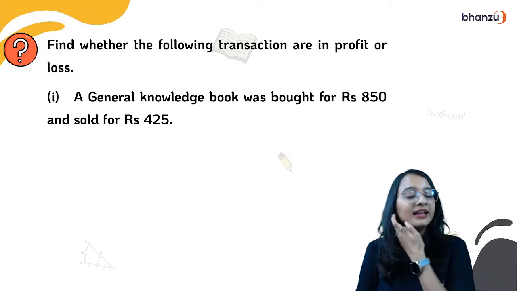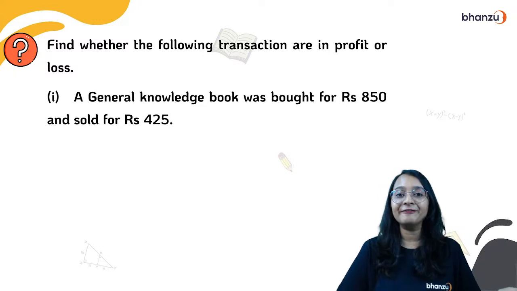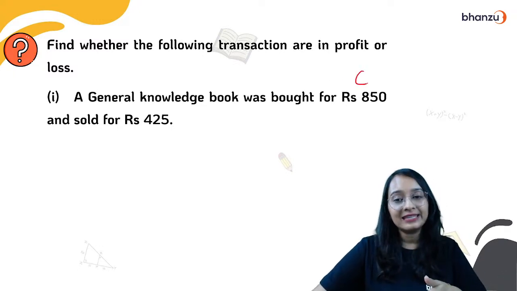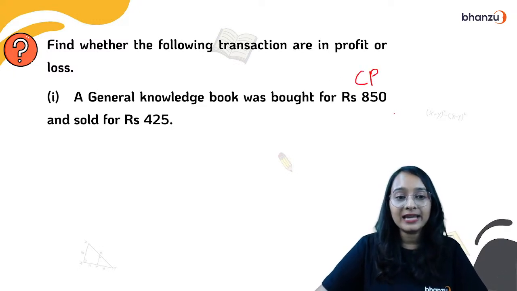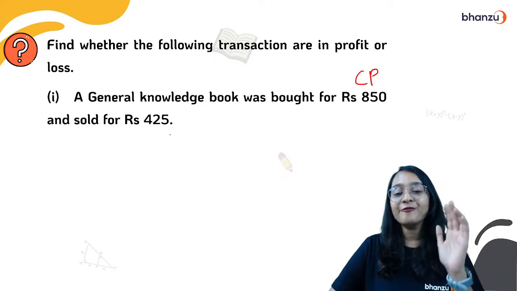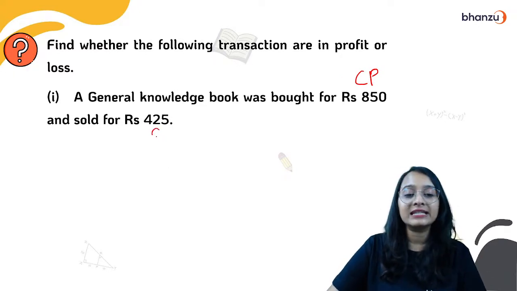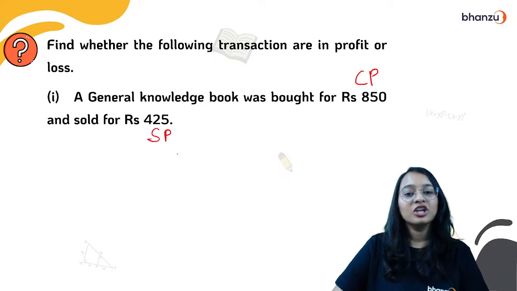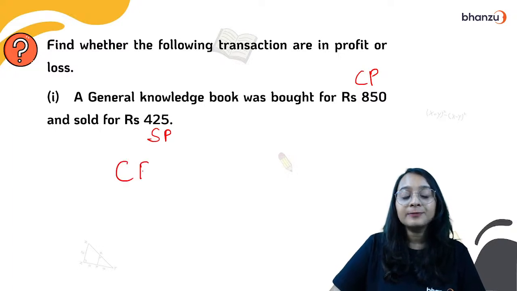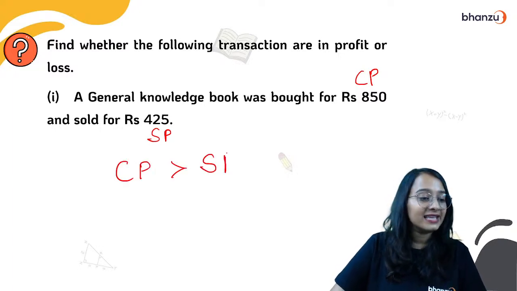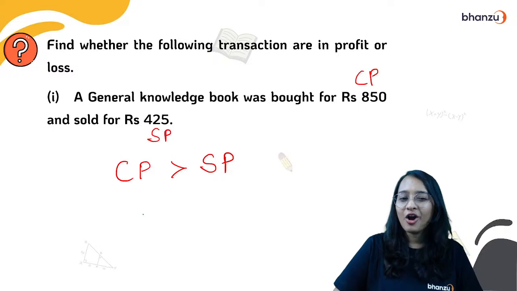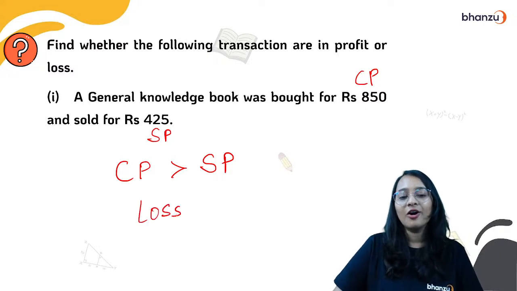Quick, quick, quick. They've bought it for 850 rupees. So what does that mean? Yes, it is the cost price and they're selling it off for 425 rupees. So what is it? It is the selling price. So clearly your cost price is greater than the selling price. So of course it has to be loss.